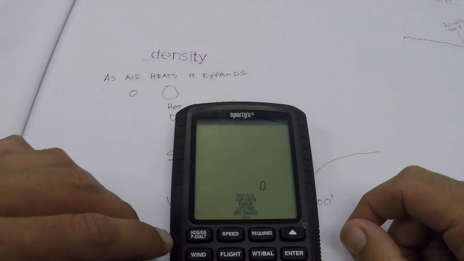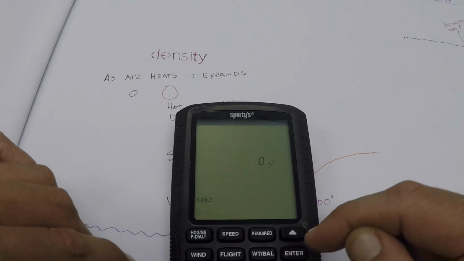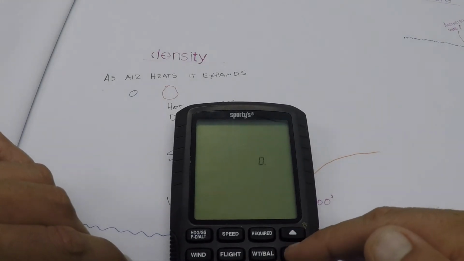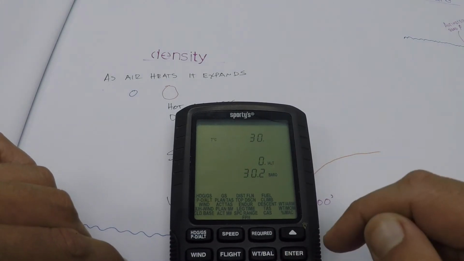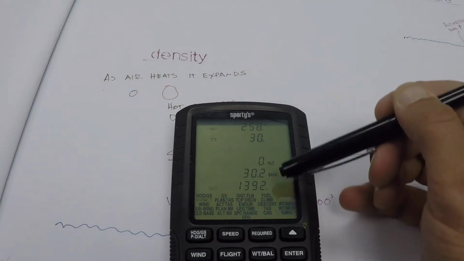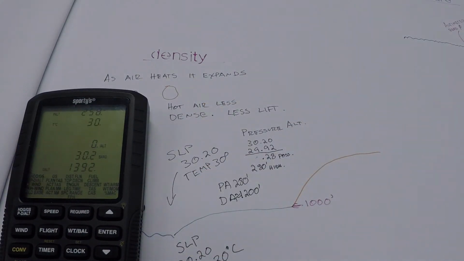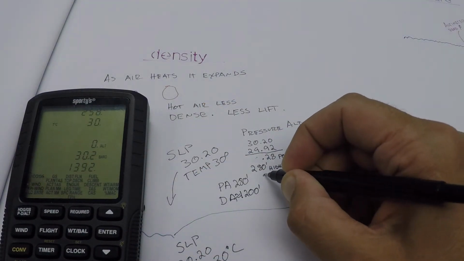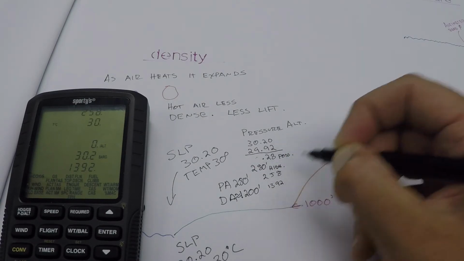Okay, in the 21st century we got calculators, and this is a Sporty's calculator donated by one of our students, and it's pretty easy to just input the numbers. Altitude 0, altimeter setting 30.20 with a temperature of 30 degrees Celsius. Press enter, and there it is. Pressure altitude 258, density altitude 1392. Now that we have our accurate number of 1392, that is the number that all performance should be based on. That was almost a 1,400 foot difference.